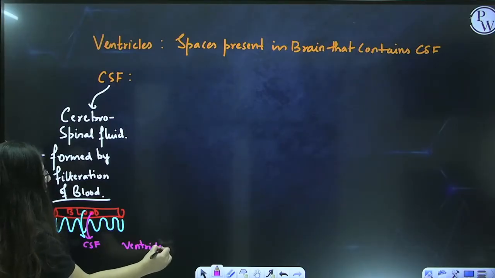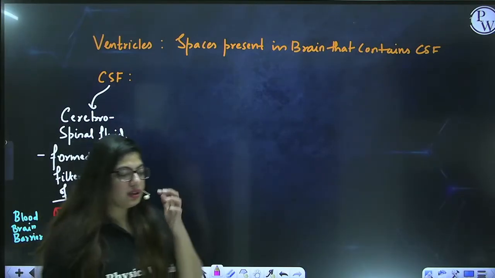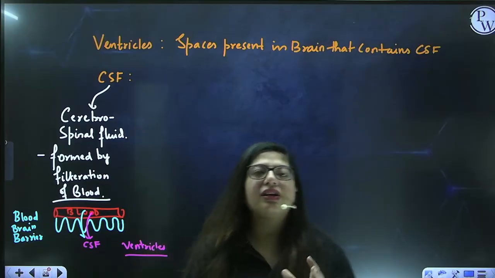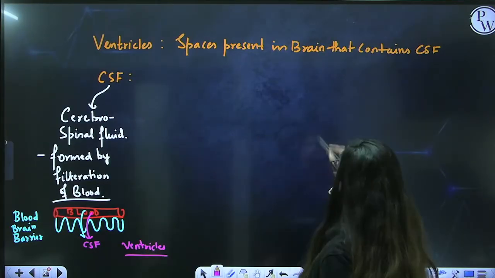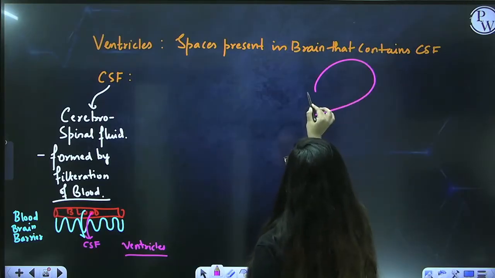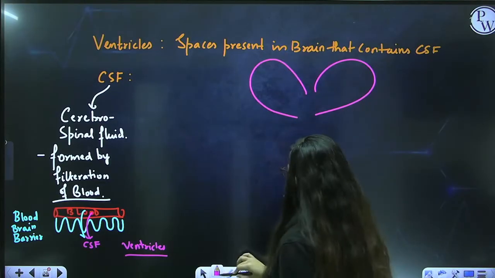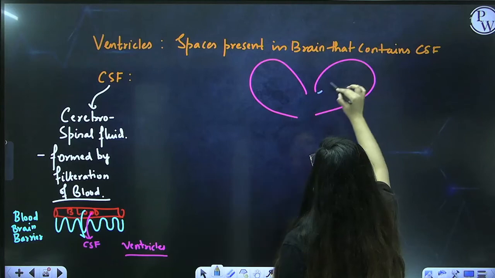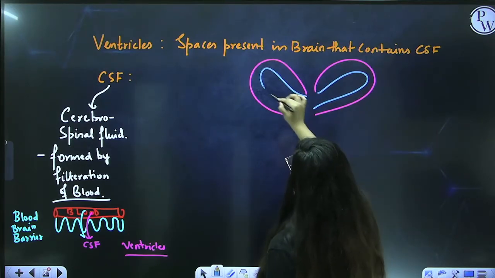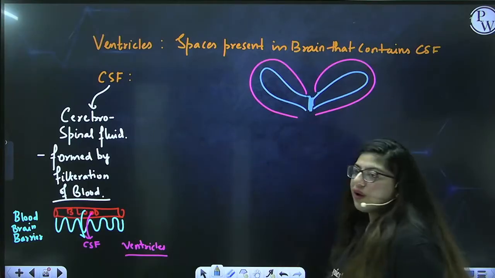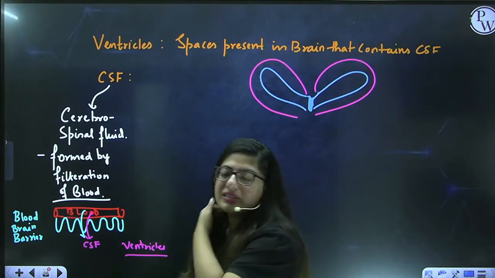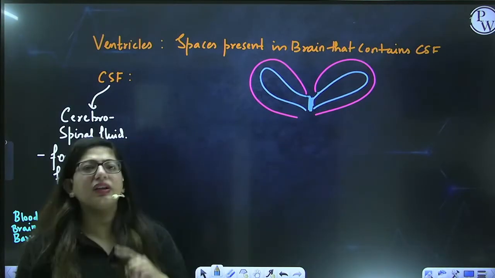When the blood gets filtered out, the fluid CSF enters into these empty spaces known as ventricles. For example, you have the cerebrum, left hemisphere and right hemisphere. In the left and right hemispheres, two empty spaces are present. You call them the left and right ventricles, or the first and second ventricles.